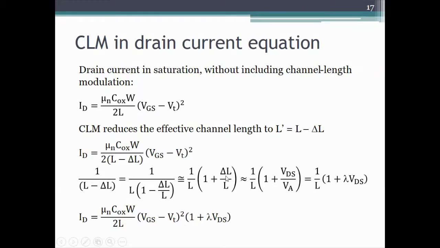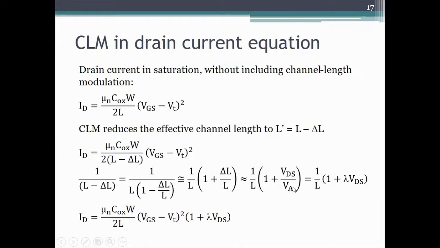Actually, if you solve two-dimensional Poisson's equations, one finds that delta L varies as the square root of the voltage. But we are looking for a simple equation that we can use to solve circuits. So we are making a lot of approximations to deliberately arrive at a simple equation. So we say delta L by L is VDS by VA, where VA is a constant. In bipolar terminology, this is called the Early voltage, because this effect is similar to the base width modulation of a bipolar transistor.